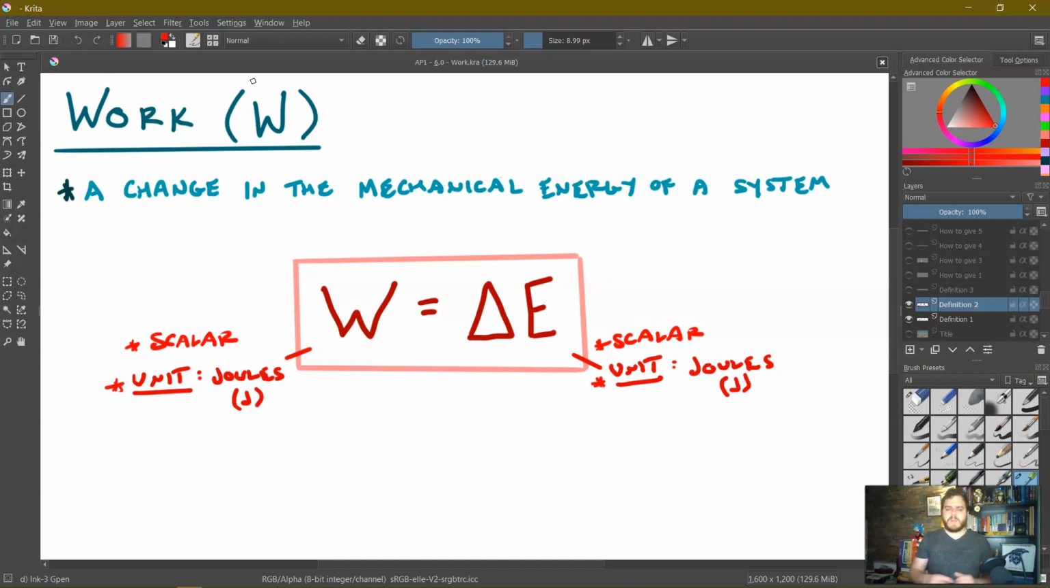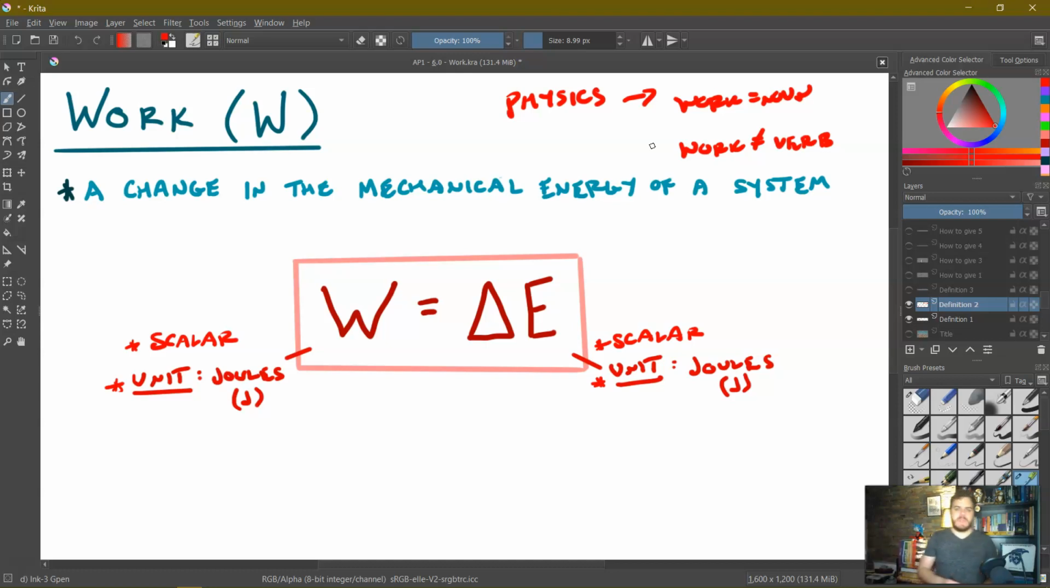One other quick point I want to make sure I mention is that when we talk about work, we often use this word very colloquially in English, like I'm working on something. And I want to be real careful here that in physics, work is a noun. You do work, you perform work, work is done. It is not a verb. In physics, we do not work on something, we do work on something.